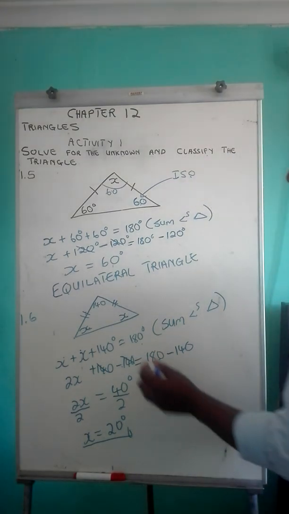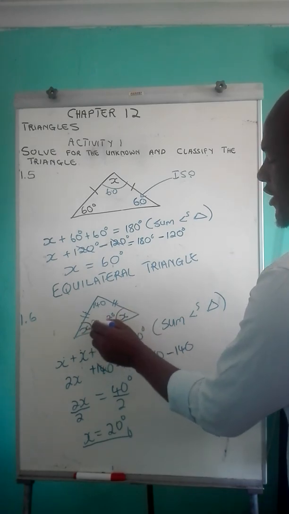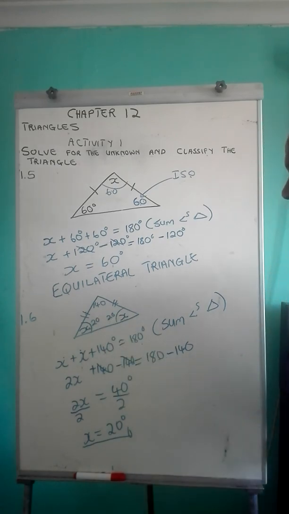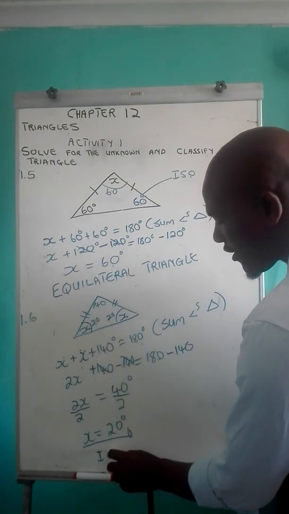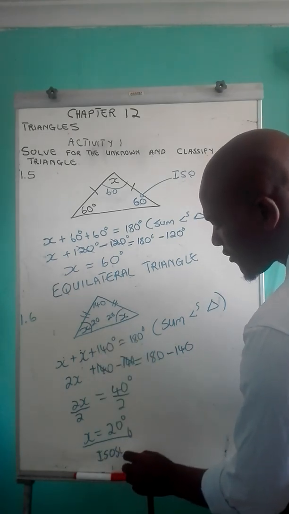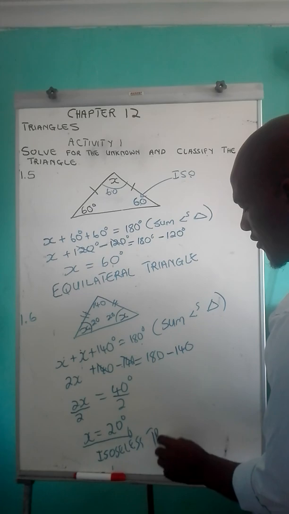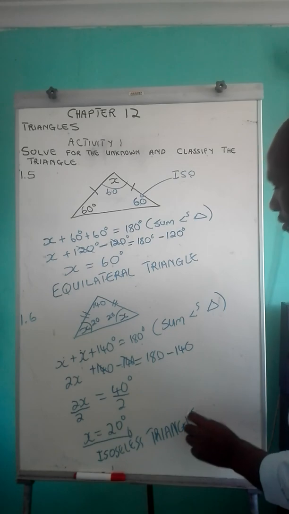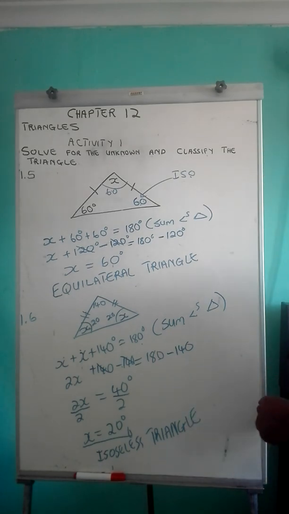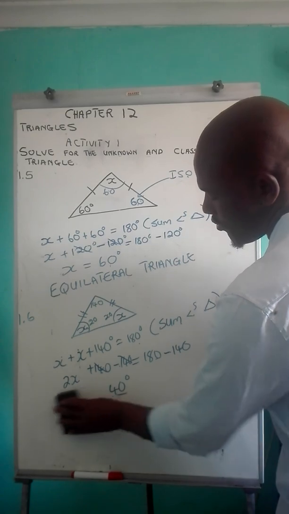So I know my x now. This x is 20 degrees, and this x is 20 degrees, so these two angles are equal. Then you can say it's an isosceles triangle because two angles now are equal. You cannot say it's an isosceles triangle before you solve the unknown first. Then you can conclude.